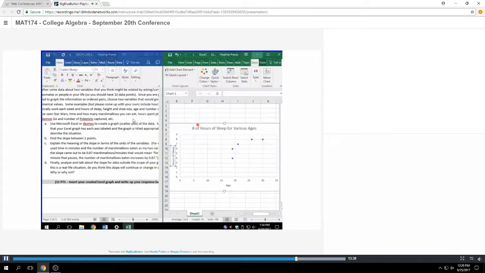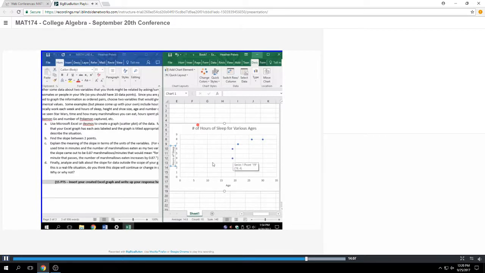Okay, so then the next question B is to find the slope between 2 points. So this is exactly what you did in the last problem. You just pick 2 points. If you want to pick the beginning and the end, that will give you the average rate of change over the entire age range. So you can find the slope here using the same process. And then part C says to explain the meaning of the slope in terms of the units of the variables. So exactly like what we did on the last problem.